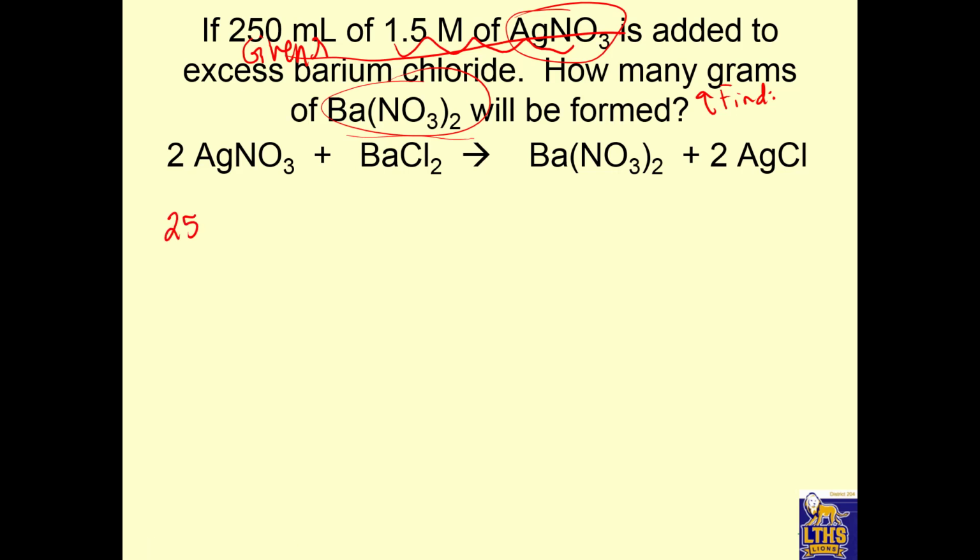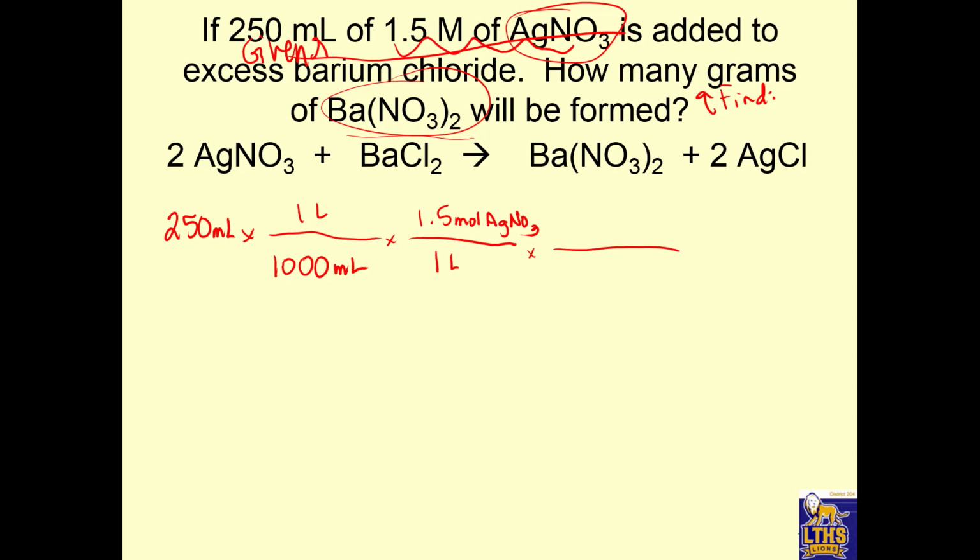So we start with the 250 milliliters. It's a little different because we have molarity now. We know there's 1,000 milliliters in 1 liter. And now we know that there's 1.5 moles of silver nitrate for every 1 liter of solution. Okay, so now we're in moles. So you know, right, from moles to moles. Moles of silver nitrate can turn into moles of barium nitrate, so long as we use a balanced equation. And then moles of barium nitrate can turn into grams of barium nitrate.